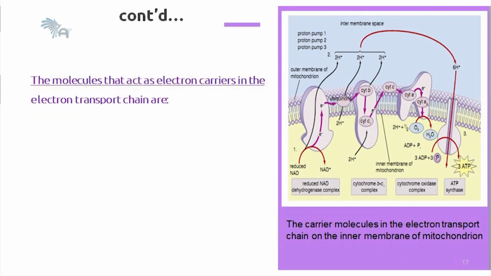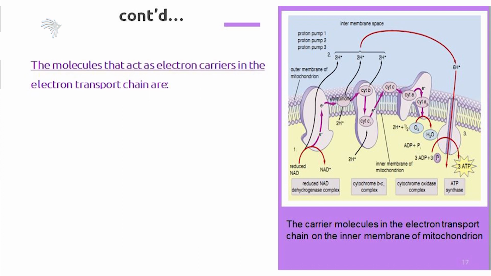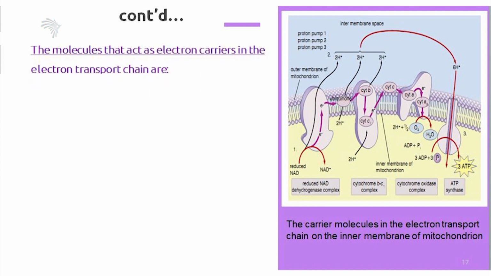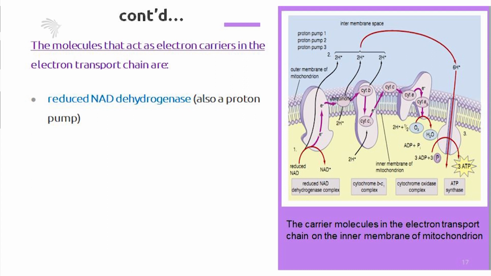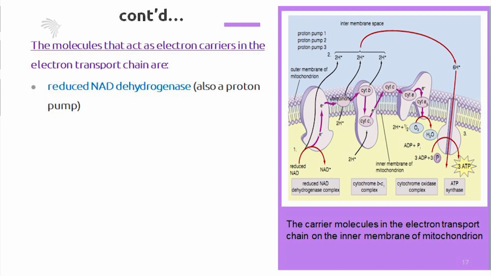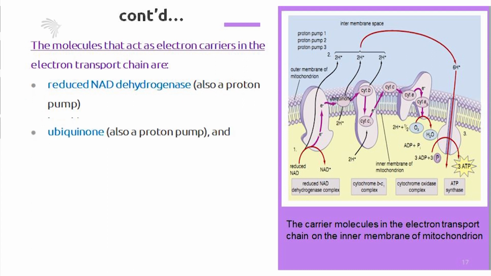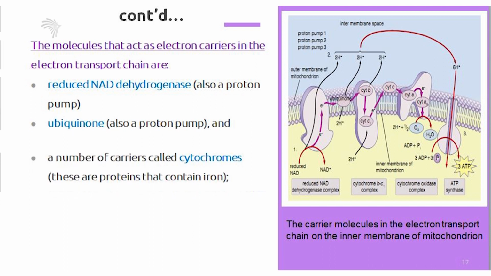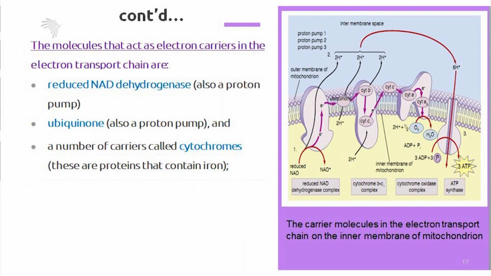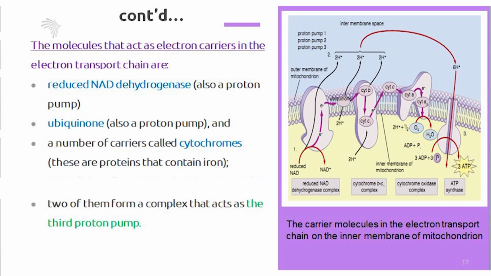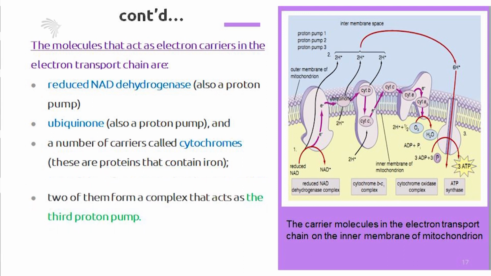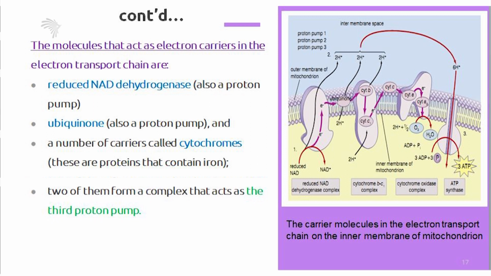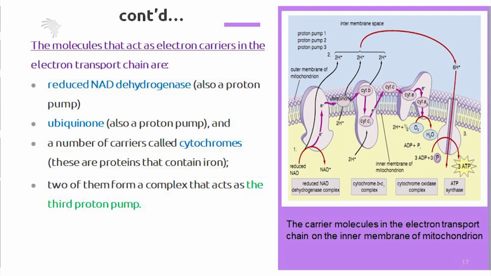The molecules that act as electron carriers in the electron transport chain are reduced NAD dehydrogenase, also a proton pump, ubiquinone, also a proton pump, and a number of carriers called the cytochromes. These are proteins that contain iron. Two of them form a complex that is the third proton pump. All these are embedded in the structure of the mitochondrial membrane.